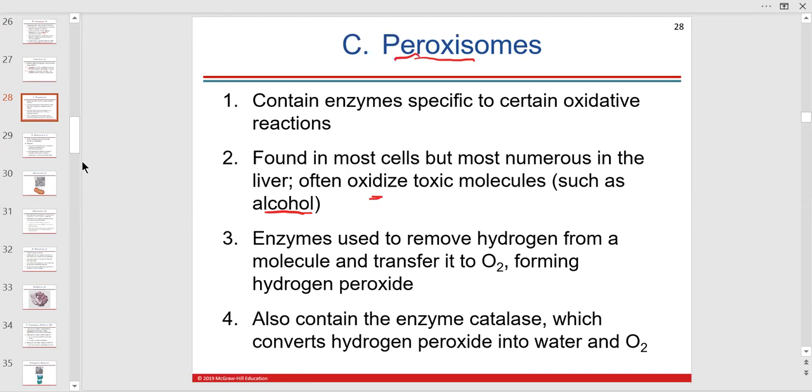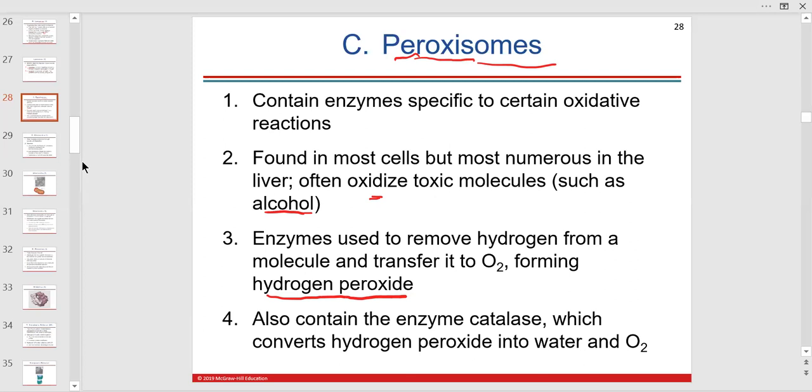Even though we only had a quart of Jack Daniels before we started this class, but still, they're still working for other metabolic reactions, which involve these functional groups like alcohol, and they convert it into what's called hydrogen peroxide. And again, your kidney has to deal with this now after the liver has done its job.